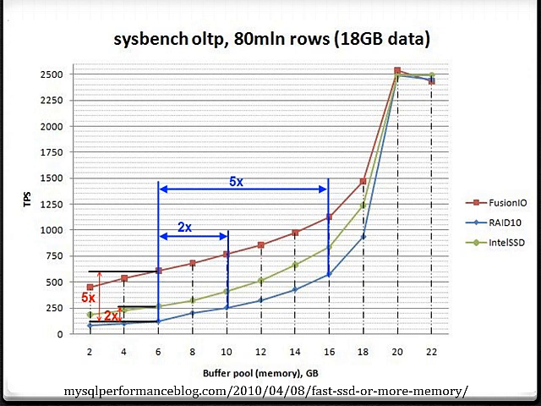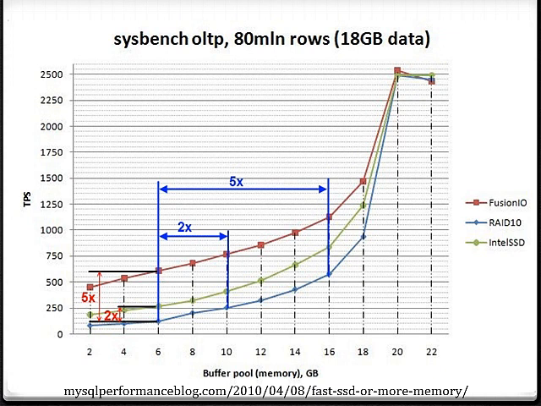Basically, the article was trying to answer a question: should I get a solid state drive, RAID 10 or Fusion IO? This is quite old, like in 2010. The parameters were that the working set, or the entire data set for his example, was 18 gigabytes, and down here you have the gigabytes allocated for memory, the buffer pool, starting at 2 gigabytes to 22.